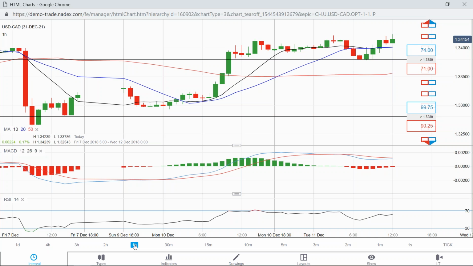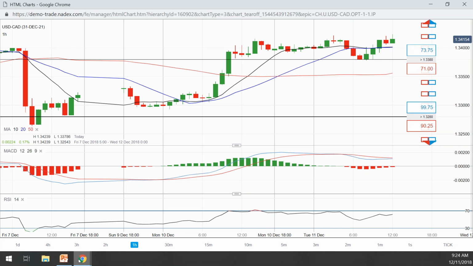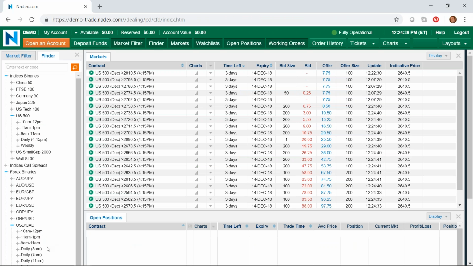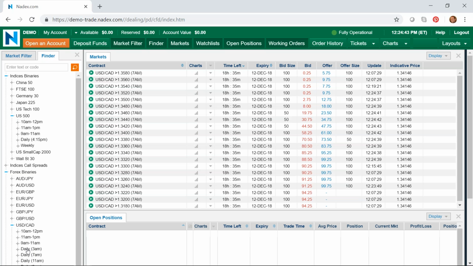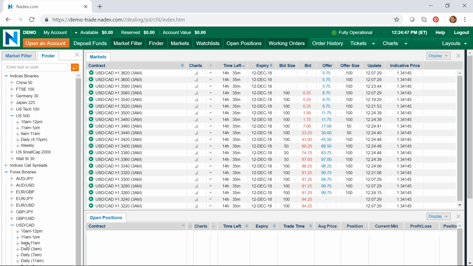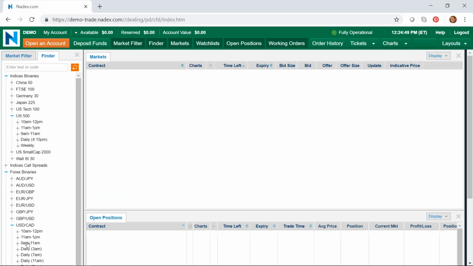So if we look at the 1-hour time frame, the 134 is the current level, so 134.15. If we look at the charts here, we'll take a look at maybe a daily. Let's see, that's 18 hours. Probably want to move something. Let's see if we can get something within the next couple hours.